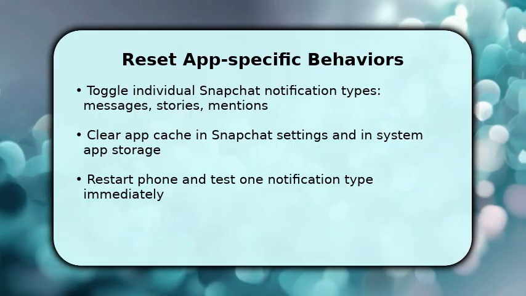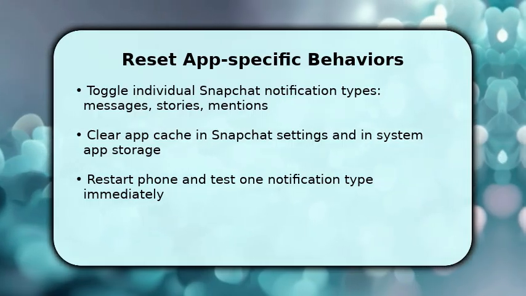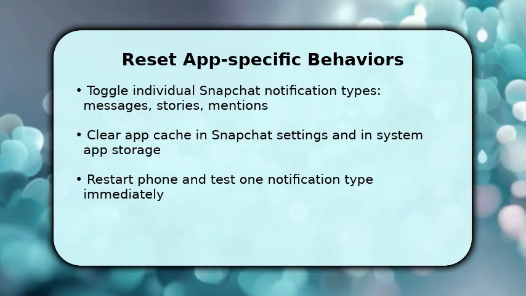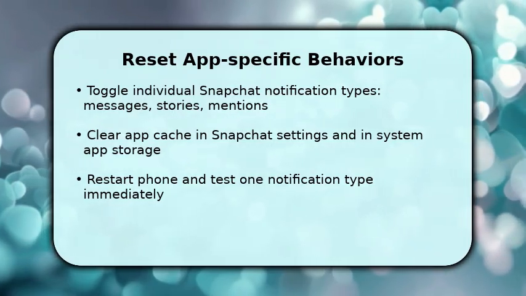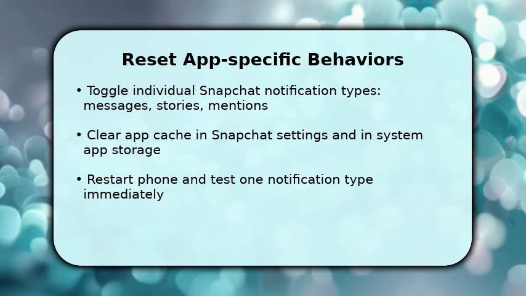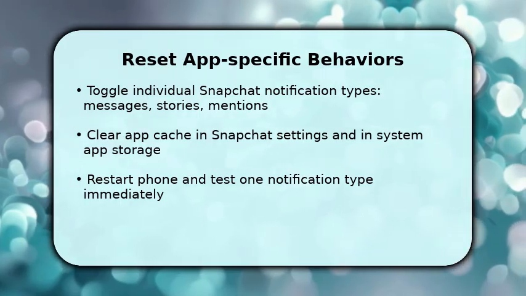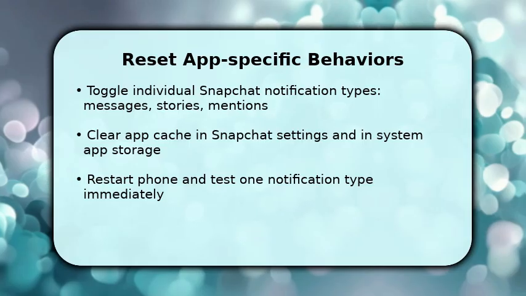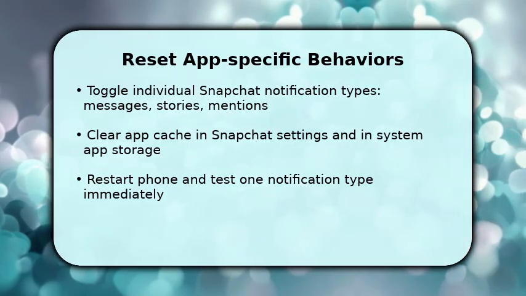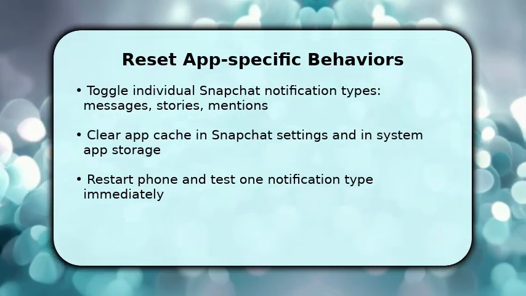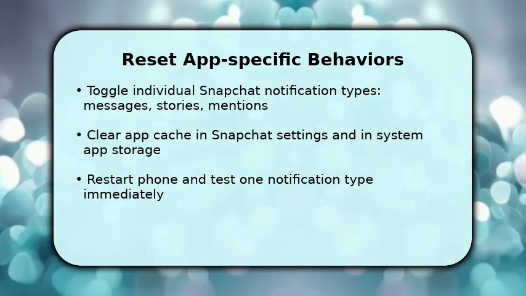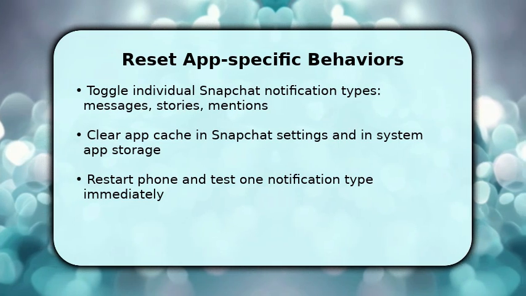You should toggle each notification type, messages, stories, mentions, off and then back on, because that re-registers the preferences with the system. Next, clear Snapchat's cache from its settings menu, and if needed, clear app storage in your system settings to remove corrupted temporary files. Restart your phone to complete the refresh, then send a test message or ask a friend to trigger one notification so you can verify behavior.